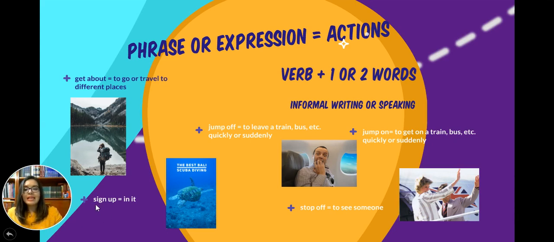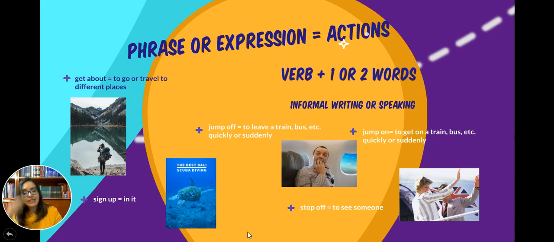Another one is sign up. That means to enroll. So imagine that you are thinking about going to a beach like Cancun. Okay, so in these kinds of places there are a lot of activities that you could do. So you can sign up for a scuba diving lesson, could be, or a snorkeling lesson or something like that. Okay, so that means that you sign up and you need to take lessons about it.